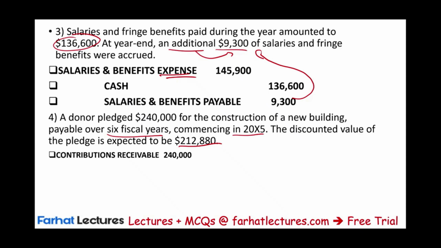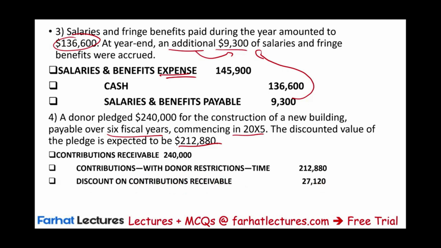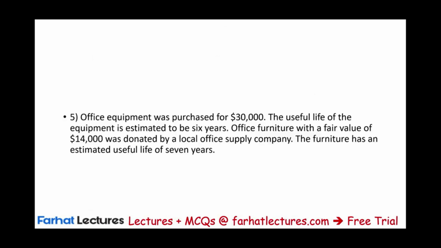We're going to credit the revenue at $212,880, which is the discounted amount. And we're going to credit discount on contributions receivable, $27,120, which is the difference to account for the time value of money. Again, this is basic Accounting 101. Let's take a look at this transaction.